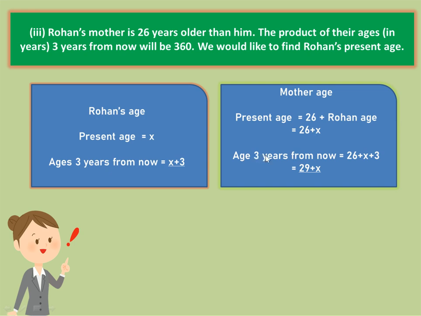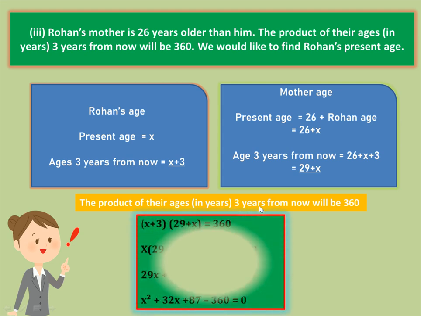From now, 3 years later, see here, present age is 26 plus x. 3 years later means you have to add 3 more years. Now just add, that's 26 plus 3 is 29 plus x. Now what is given in the statement? Product of their ages, you have to multiply, when 3 years from now, 3 years later will be 360. Will be means equal sign.